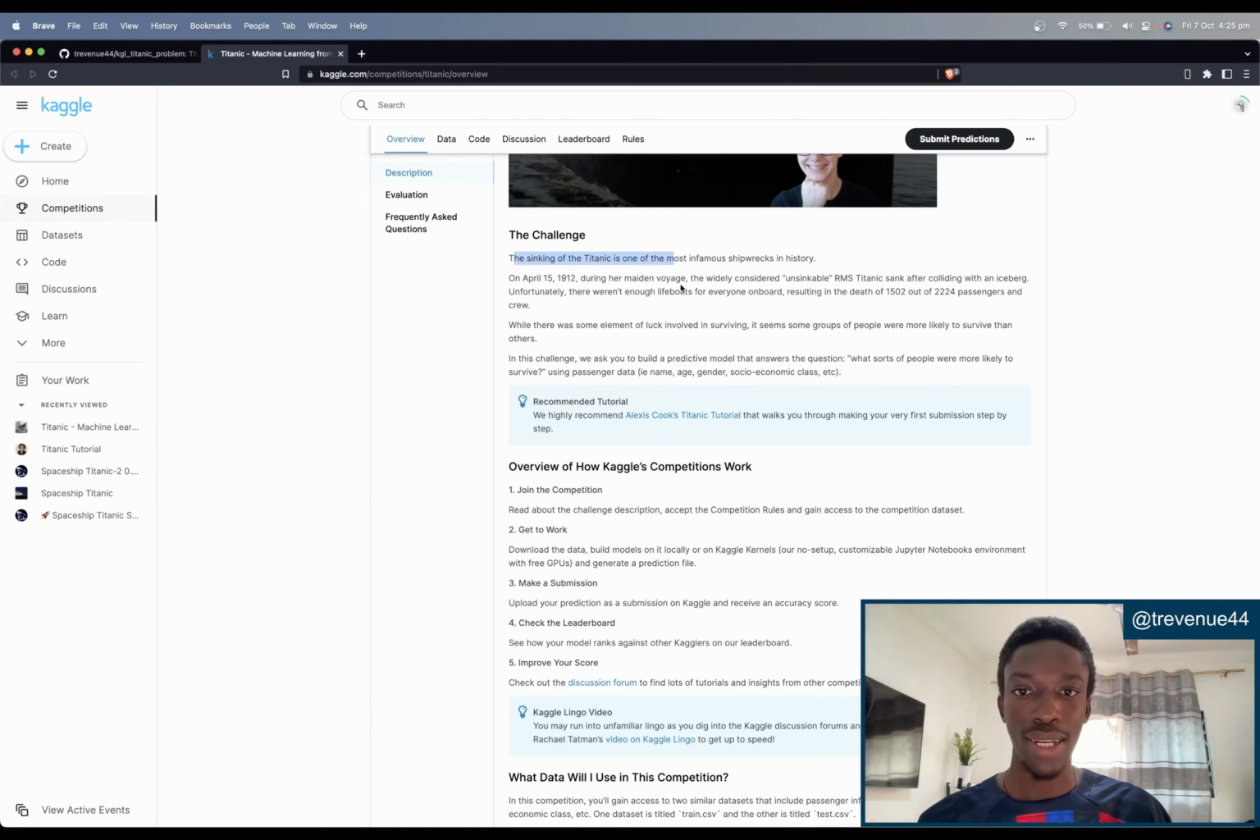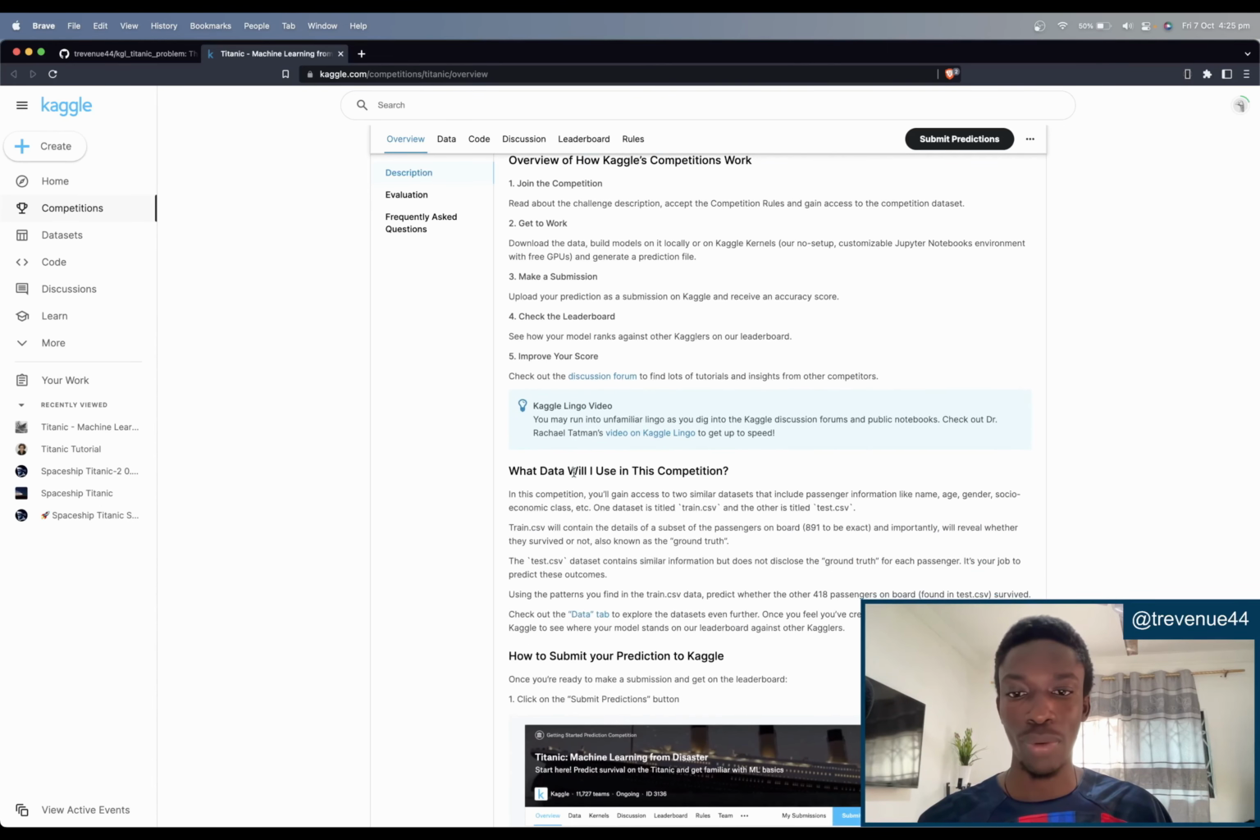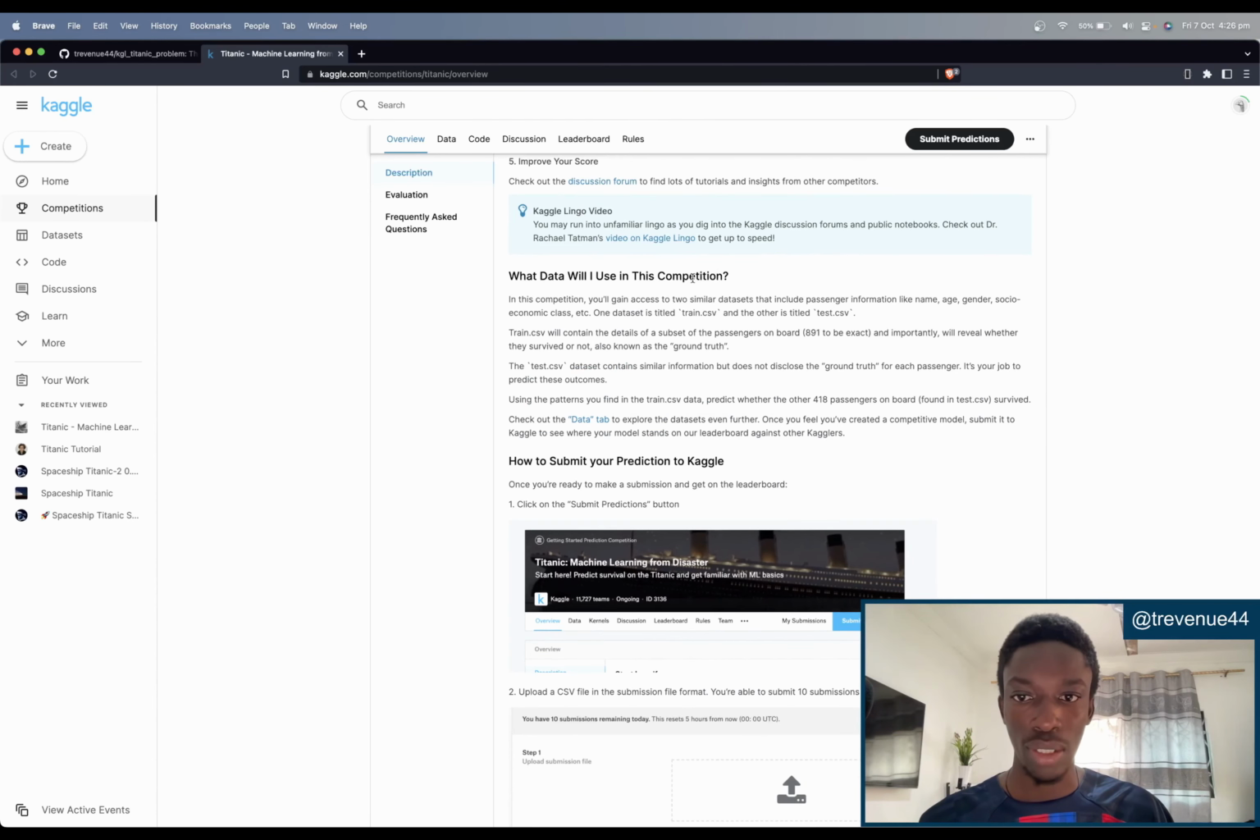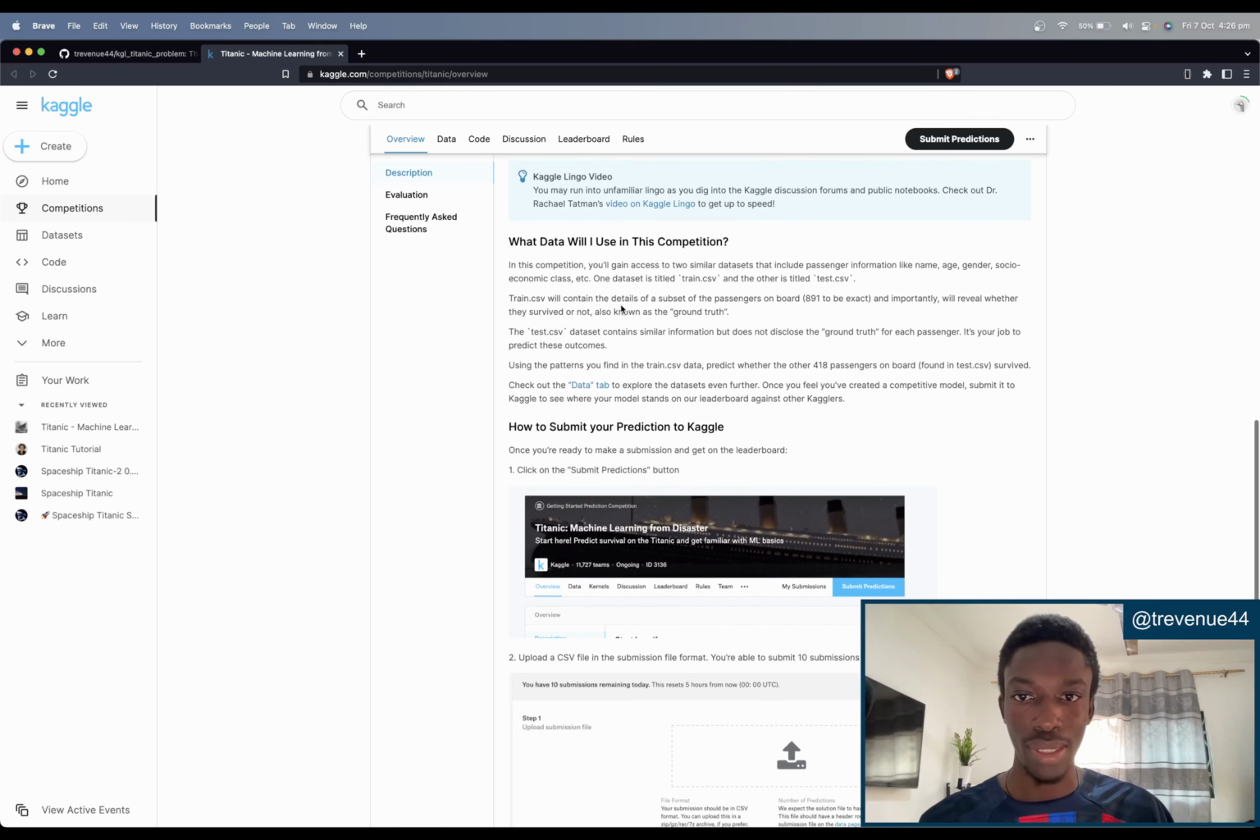The sinking of Titanic, one of the most infamous shipwrecks in history. Blah blah blah. Yeah, overview of how Kaggle competitions work. What data will I use in this competition? Maybe we should probably have a look at that. It says that in this competition you gain access to 2 similar data sets that include passenger information like name, age, gender, socio-economic class, and one data set is titled train.txt, the other is entitled test.csv.